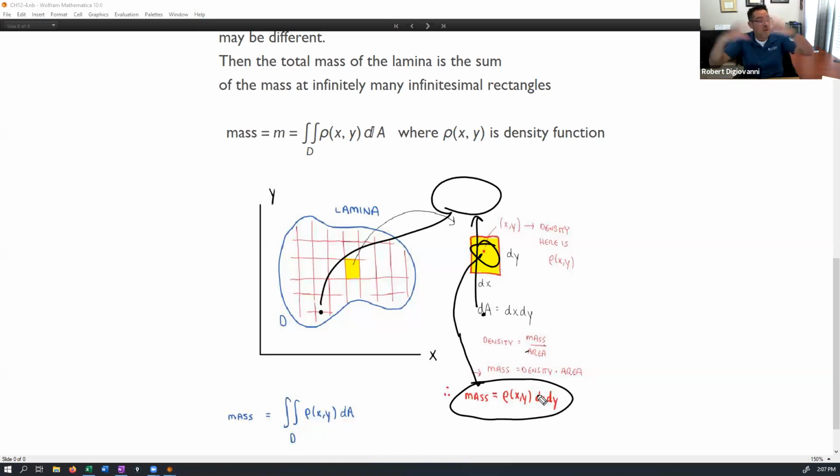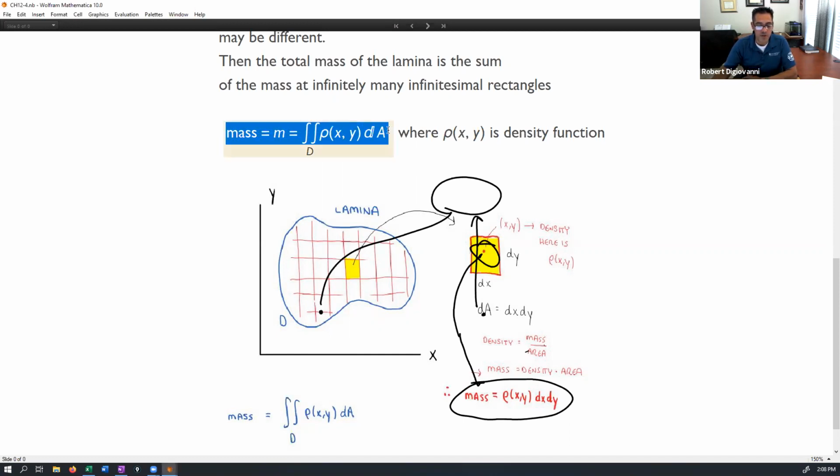And if we want to know the mass of the whole lamina, we need to add all these up. And we already know how to add a bunch of things up. We just use a double integral. So that's what this formula is saying. If you want to know the mass of the lamina, you just do the double integral over the region D. The region D is the actual lamina itself. In the integral, you have the density function and you integrate that with respect to area. So the double integral can give you the mass of the lamina. Understood? Okay, sure.